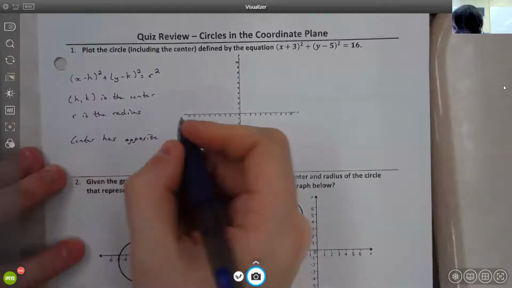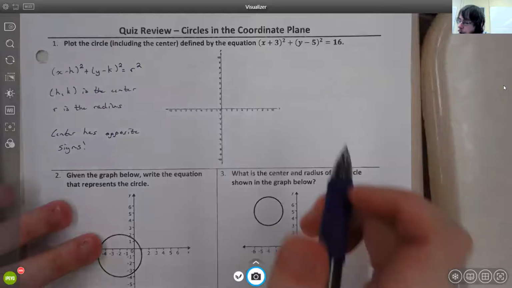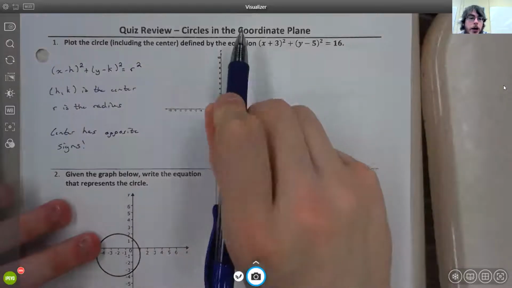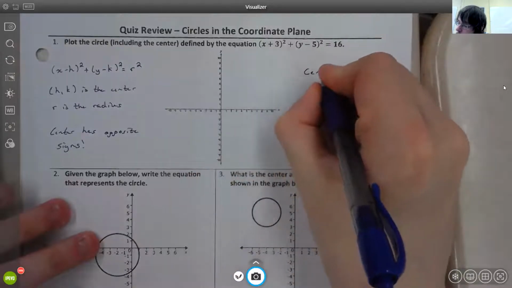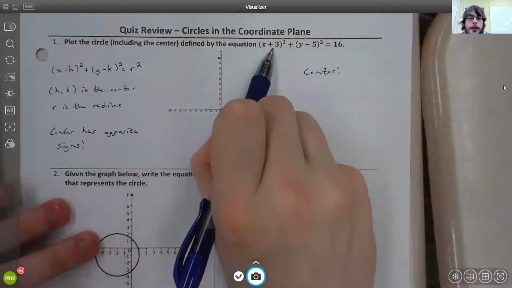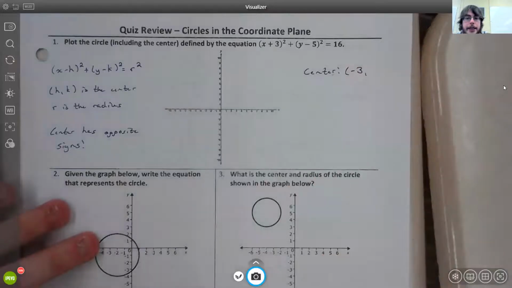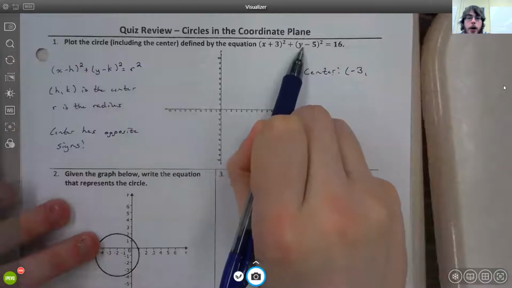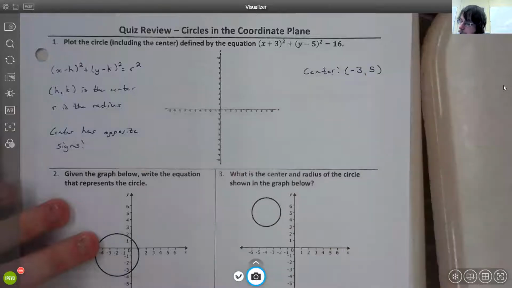So we want to plot the circle, so we need to know the center, we need to know the radius. So if we're looking at our equation, we have x plus 3, so our x coordinate for the center is going to have something to do with that 3. Now since the center has opposite signs from the equation, the sign in the equation is positive, so our center must have a negative 3 as the x value. Likewise, if we look at what's paired with the y, we have a y minus 5 here. The sign here is negative, so in our center, the sign should be positive.